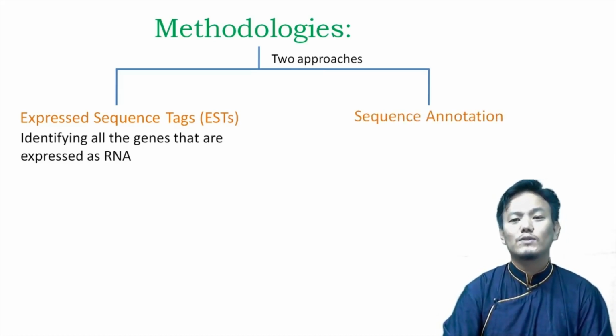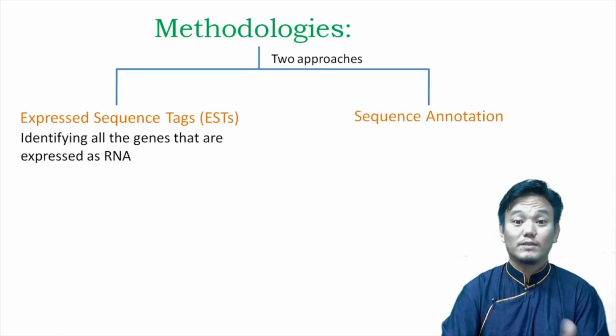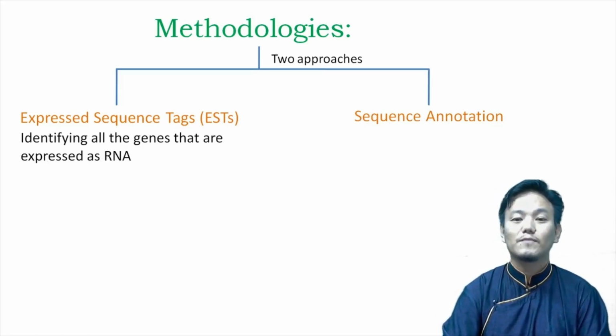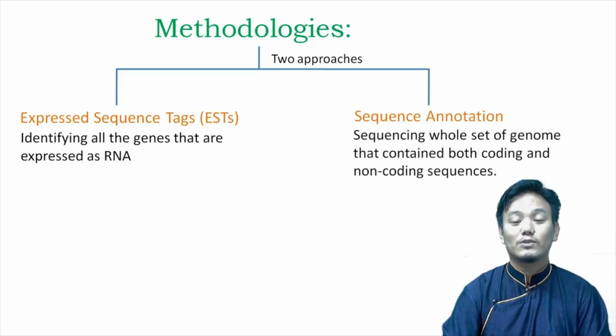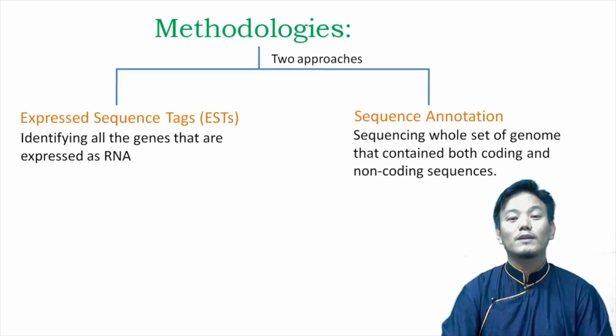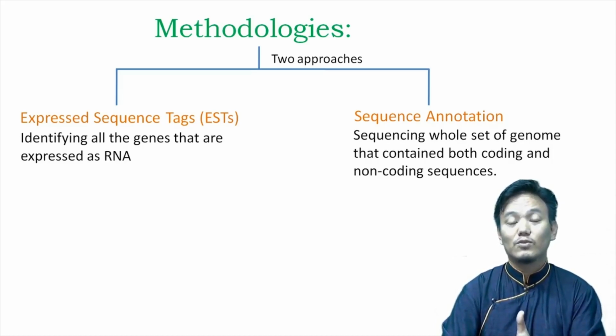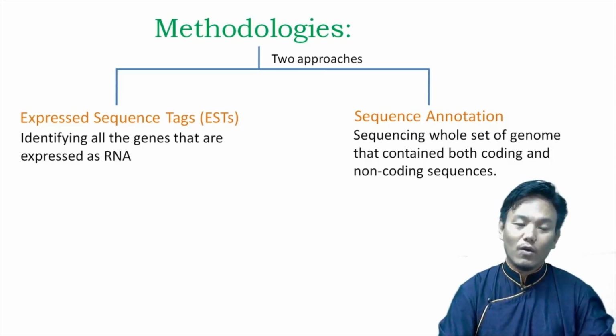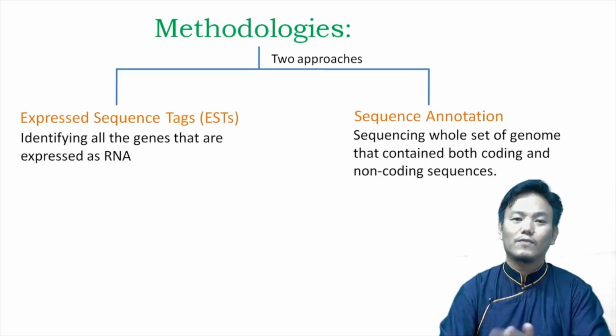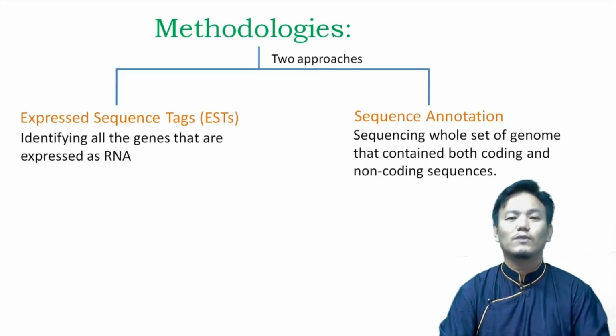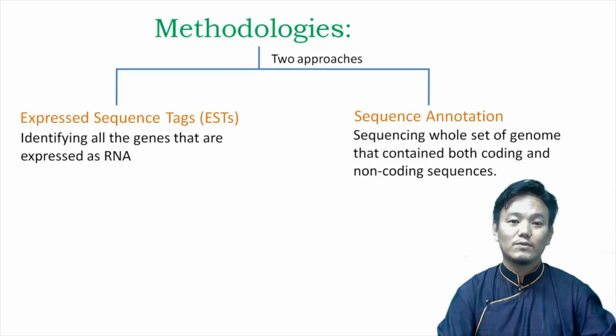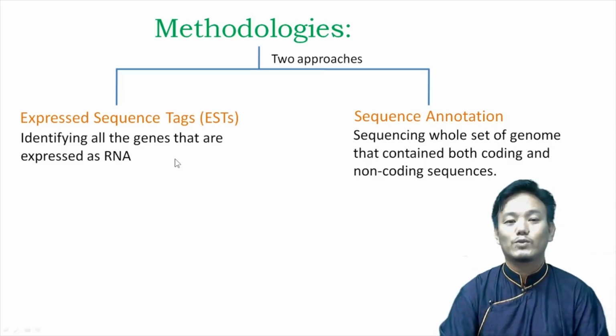Another approach was sequence annotation. The second approach was called sequence annotation. In this approach, scientists proposed, let us sequence the whole genome that is contained within the human cell, the entire DNA, whether it is coding or non-coding, whether it codes for protein or not. They should sequence the entire DNA. So that was the second approach.